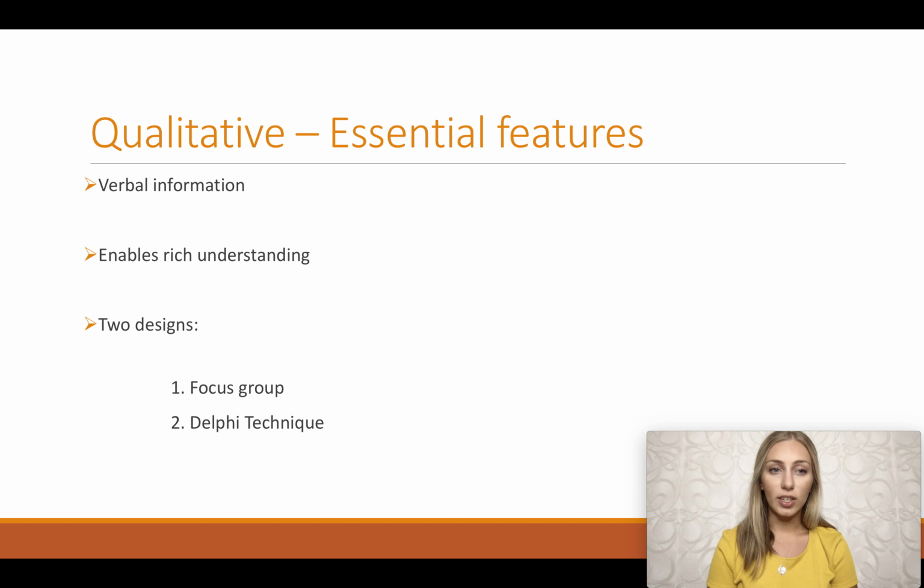The essential feature within a qualitative design is that it looks at verbal information. So we are looking at someone having a discussion and we are gathering the information through what they are saying to us. This enables us to have a rich understanding. So we are able to understand more deeply what their opinion is on a particular matter. The qualitative investigation design is broken up into two designs. We have the focus group and we have the Delphi technique. I'm going to discuss both of these individually.